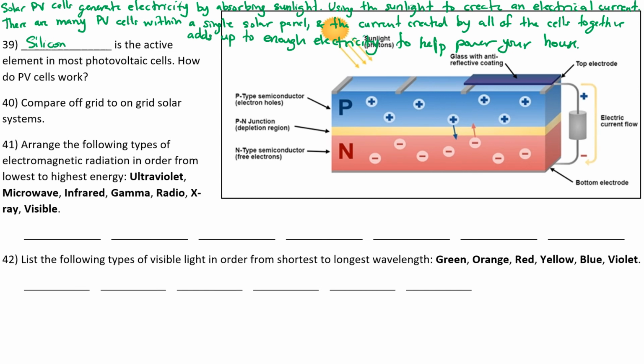Number 40, compare off-grid to on-grid solar systems. So I'm going to write 40 down here. Let's start off with a home.